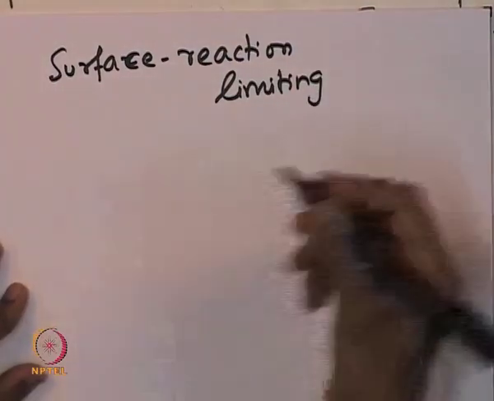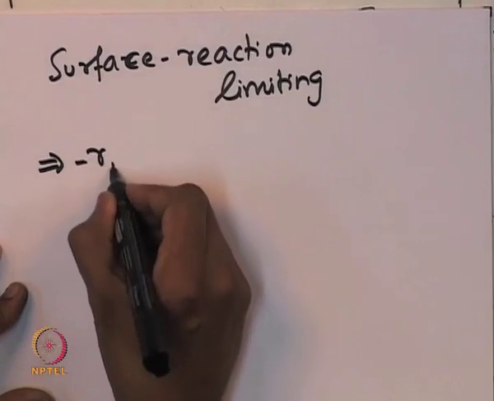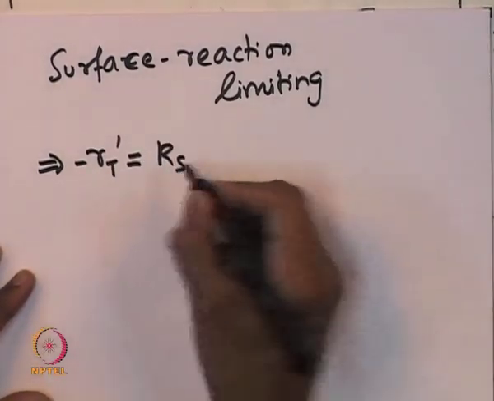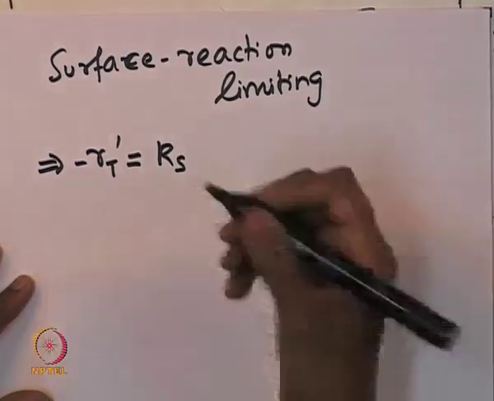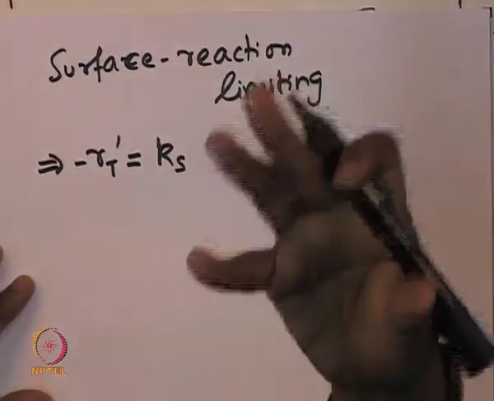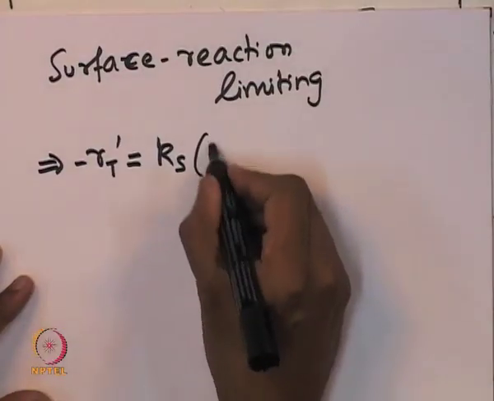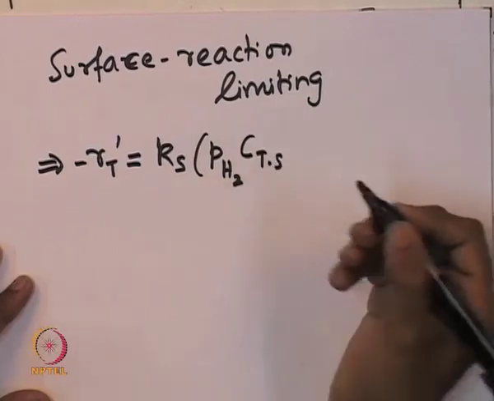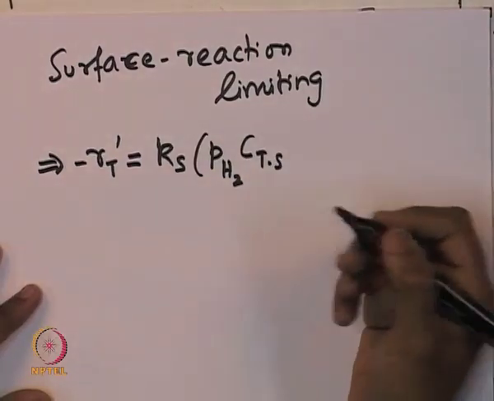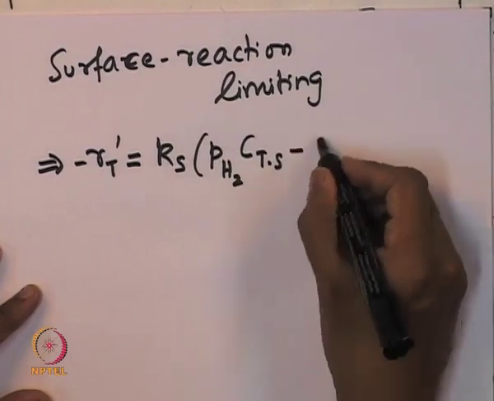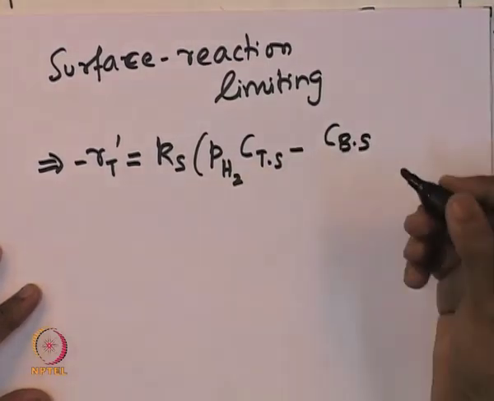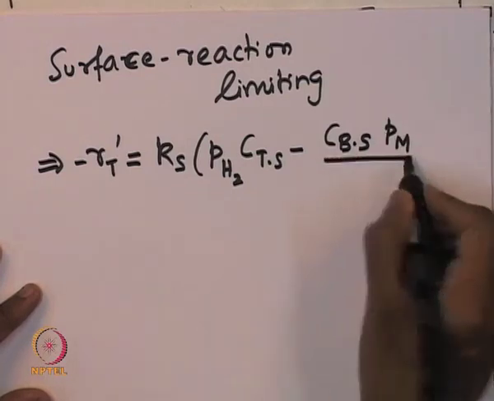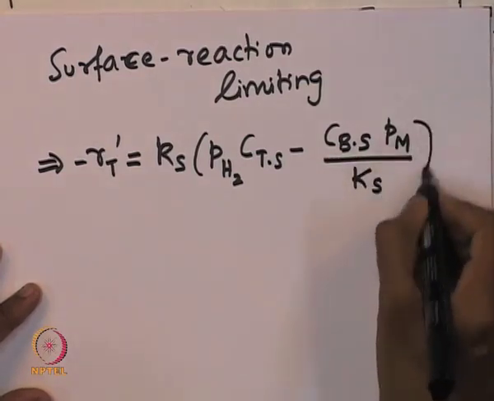So, therefore, the rate of generation of toluene should actually be equal to the rate of the surface reaction, the rate at which the surface reaction is occurring, because it is the limiting step. And so, that will be given by Ks into pH2, partial pressure of hydrogen, multiplied by the concentration of the sites in which the toluene is adsorbed, minus the concentration of benzene that is adsorbed to the catalyst surface, and then multiplied by the partial pressure of methane divided by the corresponding equilibrium constant.